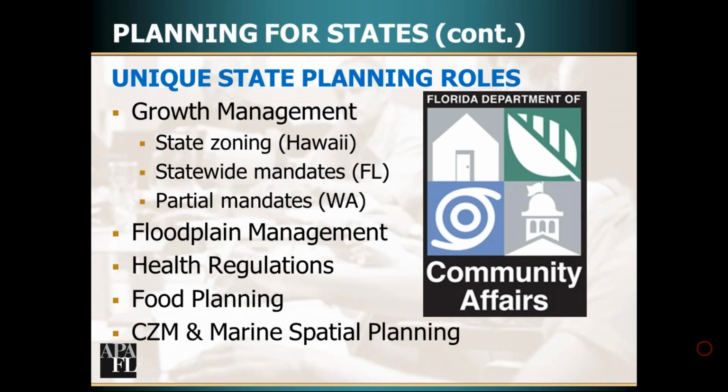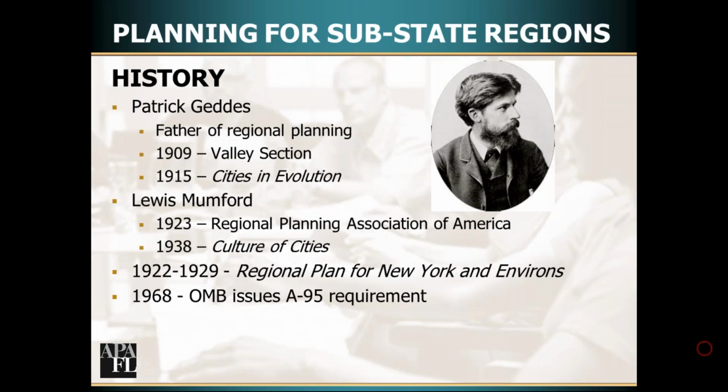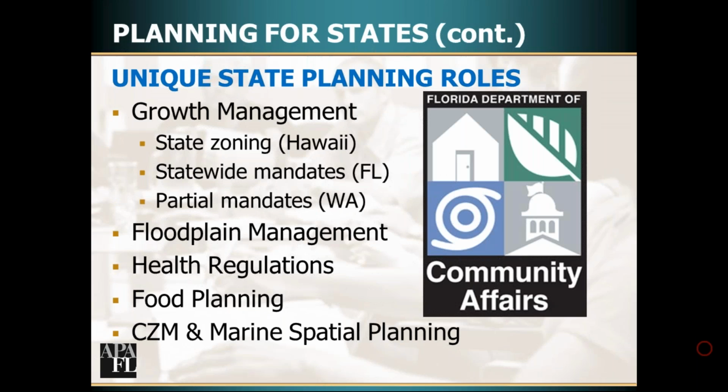So I need to go on to some other places that have unique state roles: floodplain management, health regulations, food planning. Of course, there's the coastal zone management program and something called marine spatial planning, which is like zoning out in the ocean. Some places like Massachusetts do that, saying what allowable uses are out in those zones. And of course, there's my old agency that no longer exists in Florida, that ran the growth management programs in Florida.